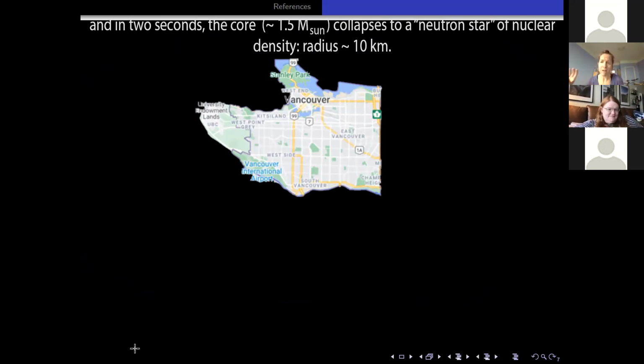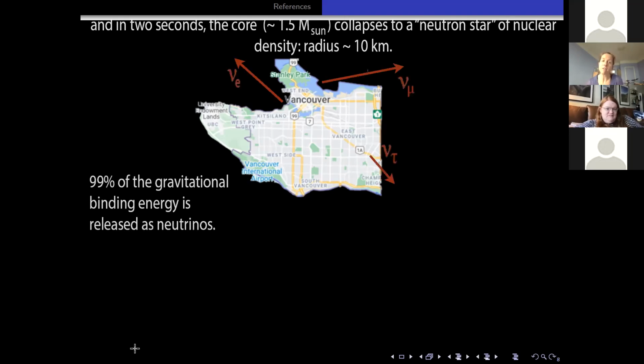Now think about that. Gravitational binding energy released by an object that is collapsing from 10 million kilometers to a radius of 10. 99% of that gravitational binding energy is released as neutrinos. And you see 3 of them escaping from Vancouver here. The subscript on the neutrino is code for its flavor, and I'll get to what flavor means in a moment.